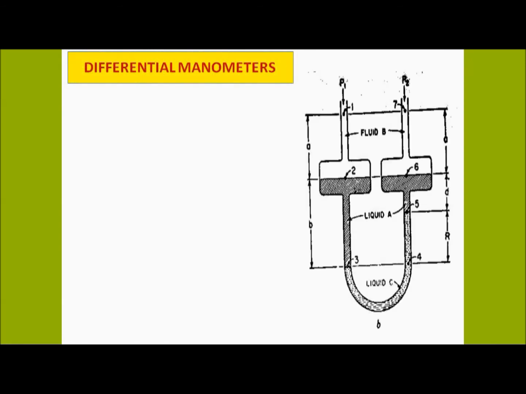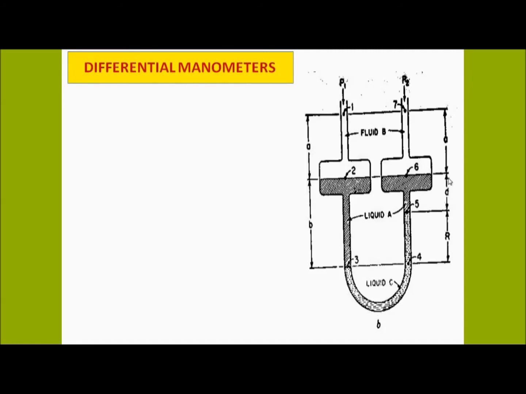Here again you see we are applying pressure P1 here and pressure P2 here. These are the different points 1, 2, 3, 4, 5, 6, 7. This white-colored region is filled with fluid B. This is filled with fluid A, or you can say liquid A, and this is the liquid C. Here you can see the size of the pipe is enlarged at this point.